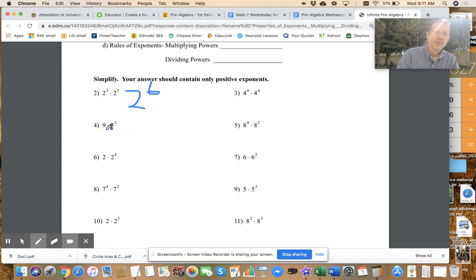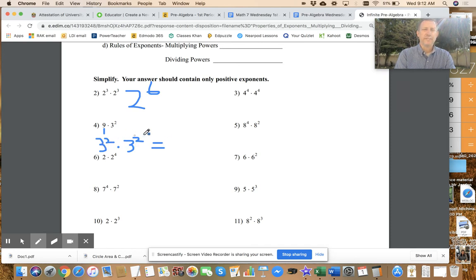Now let's look at this one. Uh-oh, number 4, the base is not the same. Or is it? Can I rewrite 9 as 3 times 3? Yes, 9 is the same thing as 3 squared. Right? It's 3 times 3. So when I rewrite it, now we have the same base. So we have a base of 3 and a base of 3.